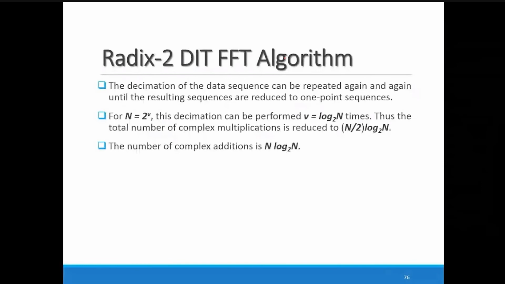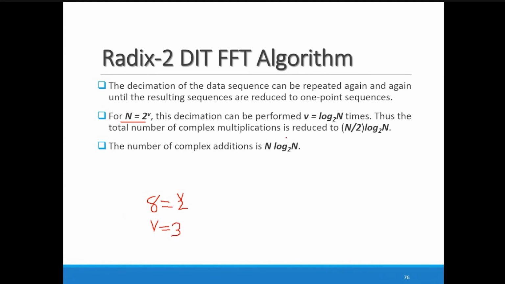So here the total number of stages is v, as we have discussed earlier. Here N is equal to 2 raised to v. In our example, we have taken N equal to 8. So we are getting 2 raised to v over here, and in that particular case, we get the answer v equal to 3. Okay, so 3 stages were there.